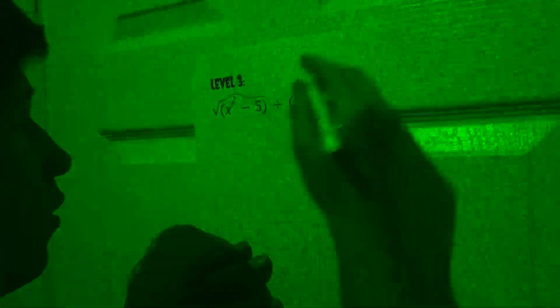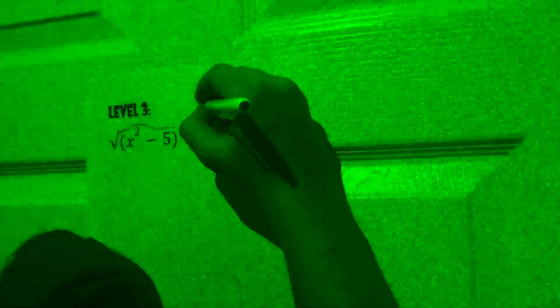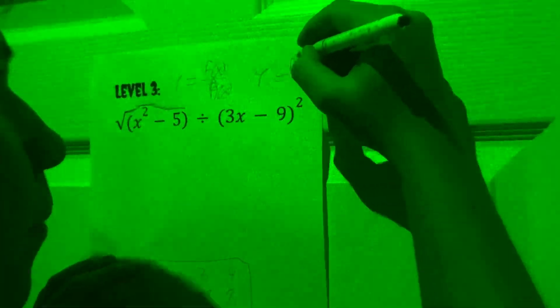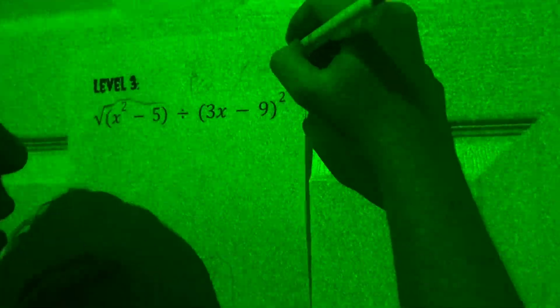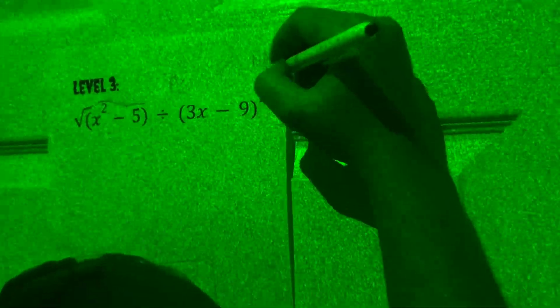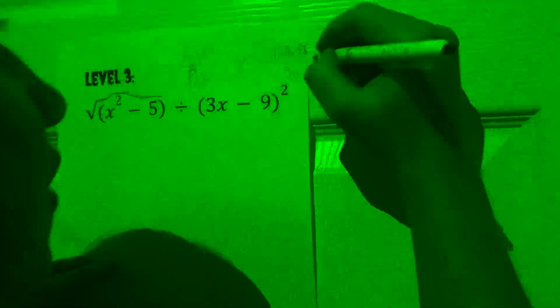Wait, what's the quotient rule? Well, obviously the quotient rule is when you have f of x over g of x. And so, if y equals that, then y prime would equal f prime of x times g of x minus f of x times g prime of x, over g of x squared. Got it?